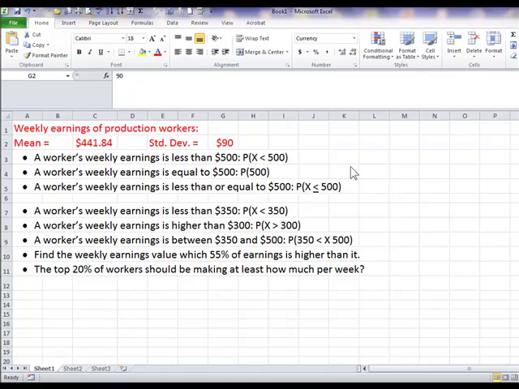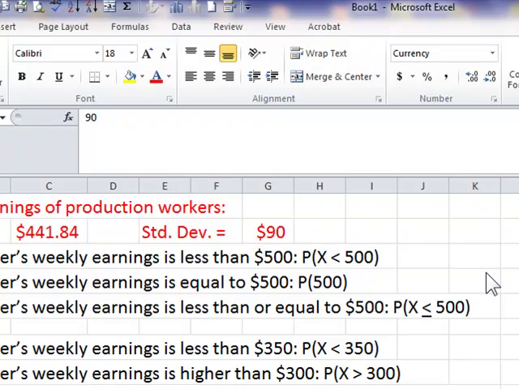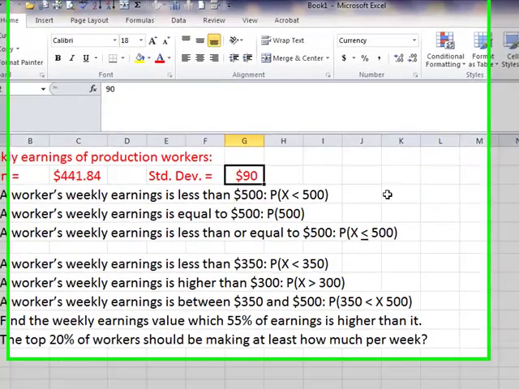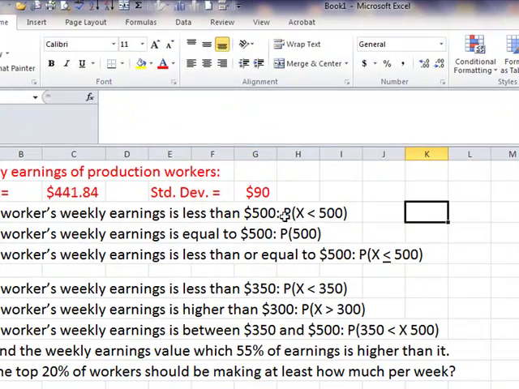To solve this problem with Excel, we use the norm.dist function, the normal distribution function. Mean is $441.84. Standard deviation is $90. We want to solve for the probability that x is less than or equal to 500.